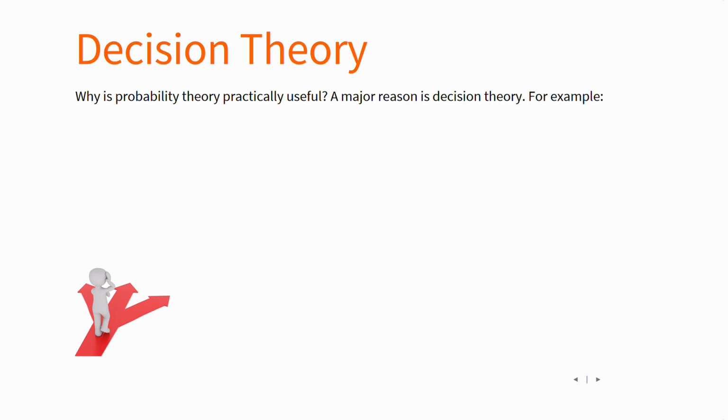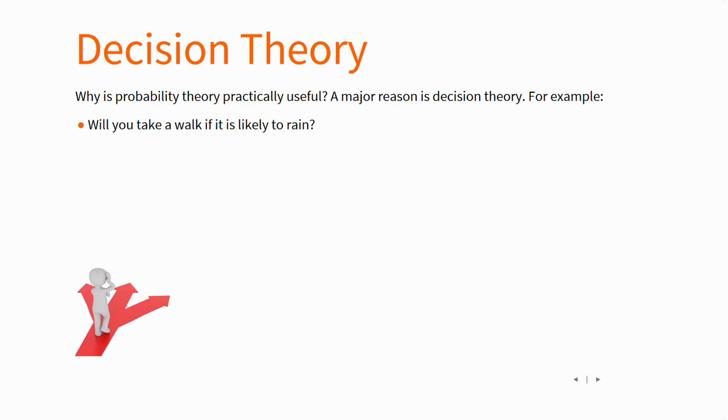This theorem has major consequences, but they're a bit theoretical, so bear with me. Let's take a step back. Why is probability theory so practically useful? A major reason is decision theory. The world is full of decisions with uncertain consequences. Will you take a walk if it's likely to rain? Well, it probably depends on the probability of rain.